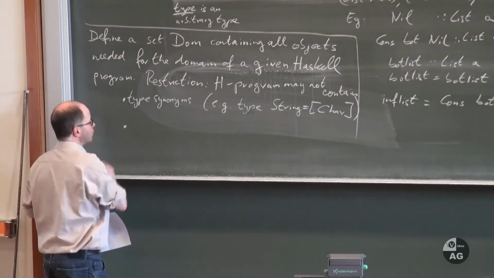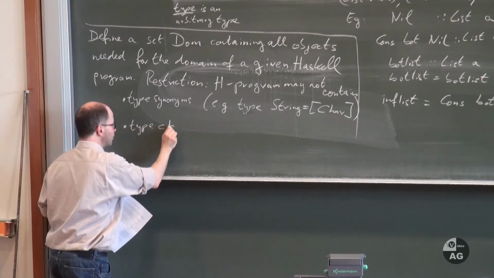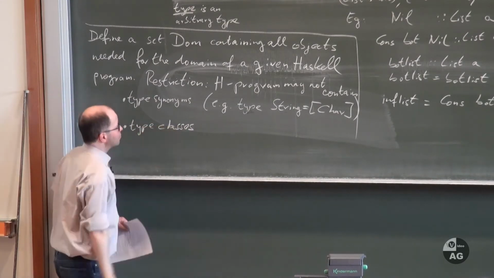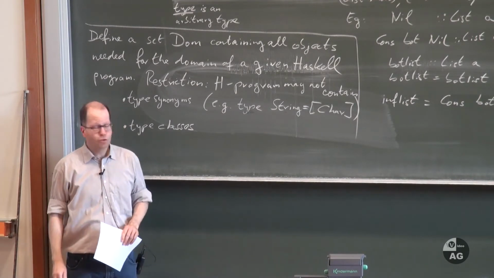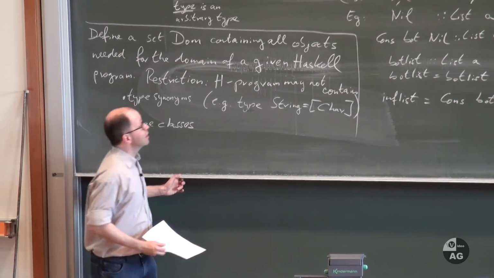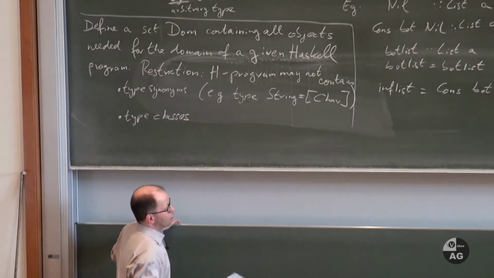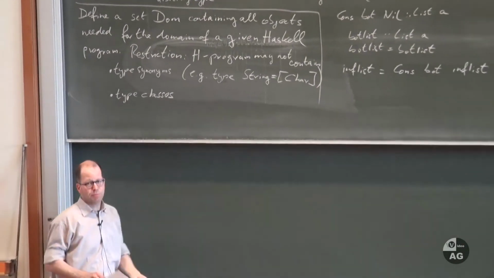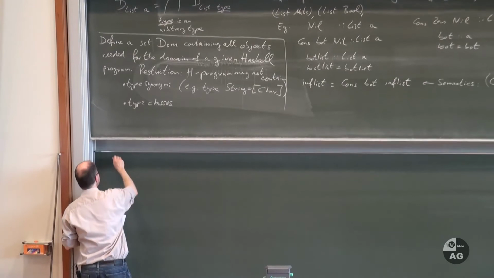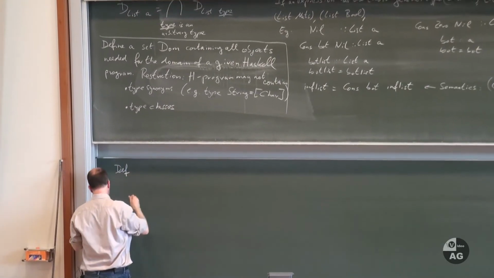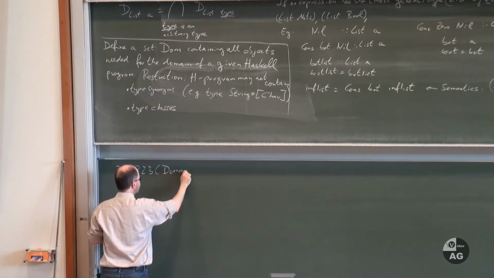And to make life simple, we also disregard type classes. Now this is not so trivial to get rid of type classes, but we want to make life a little simpler. So let's assume our program does not deal with type classes, and then we can define this overall domain for all expressions of the Haskell program. And this will be defined in the following definition. So this is the domain of a program.